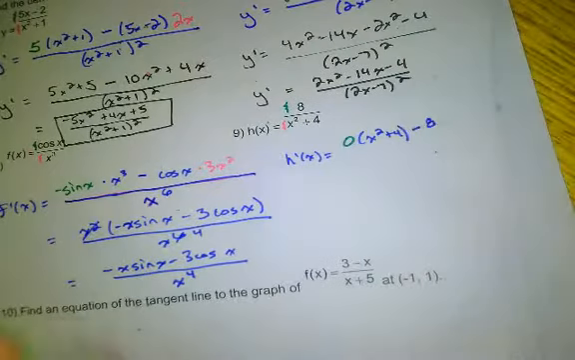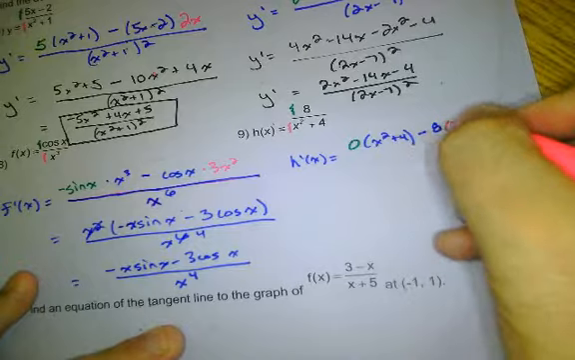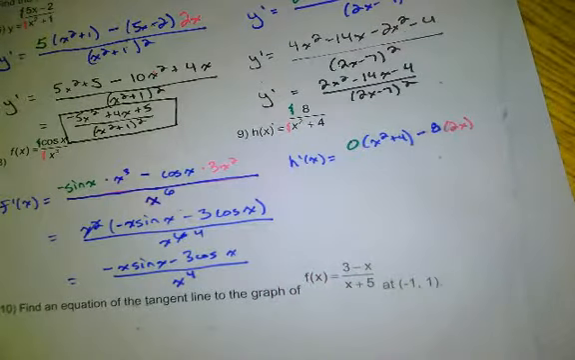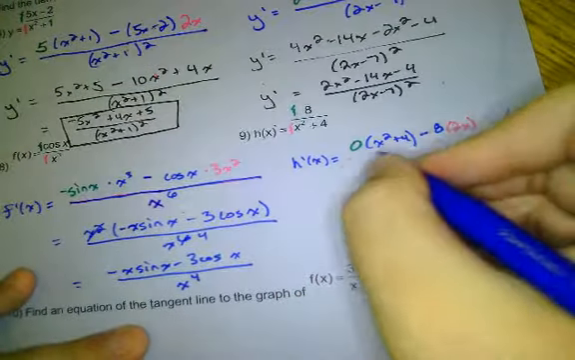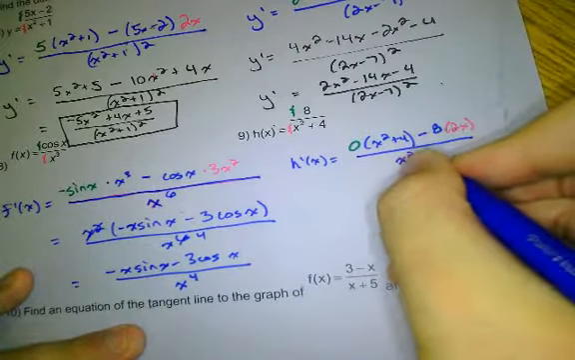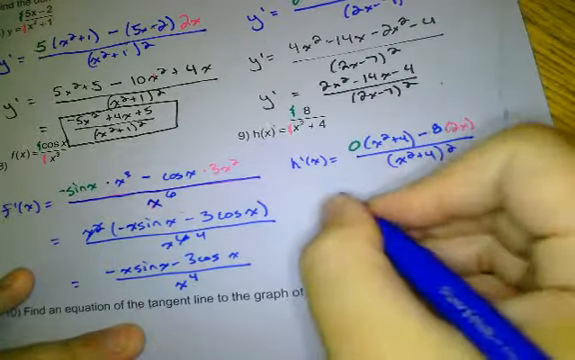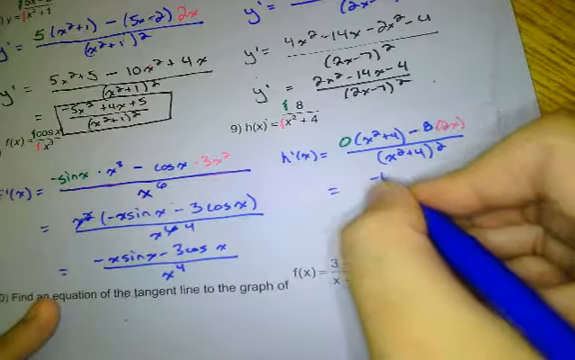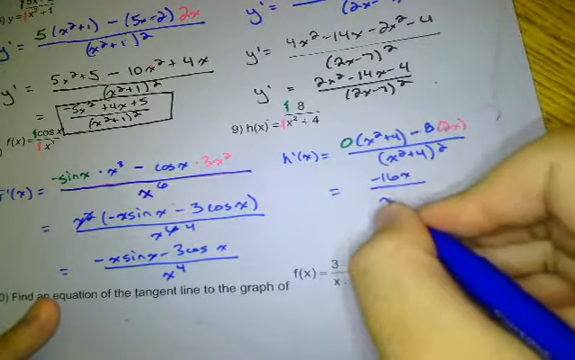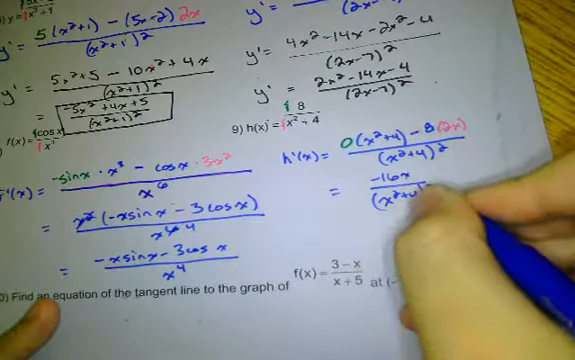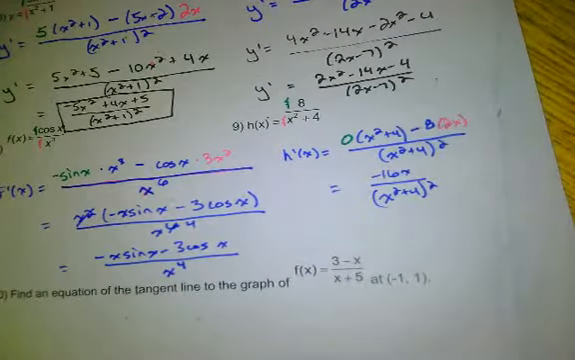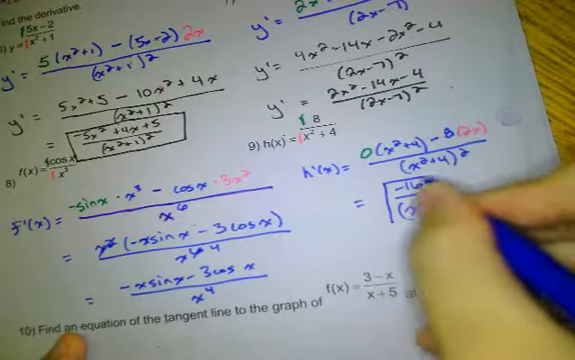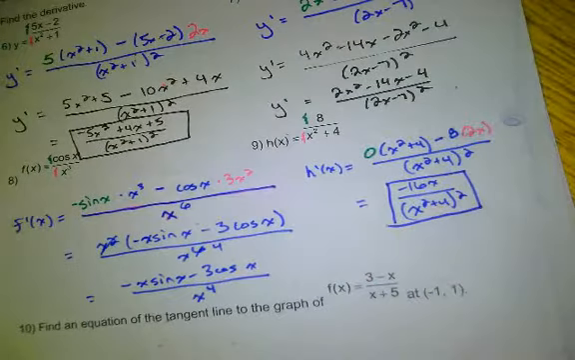Minus 8. And then what's the derivative of the bottom? That first entire term there goes away. Negative 16x all over x squared plus 4 squared. And there's no more math to be done. That's nice. Love it.